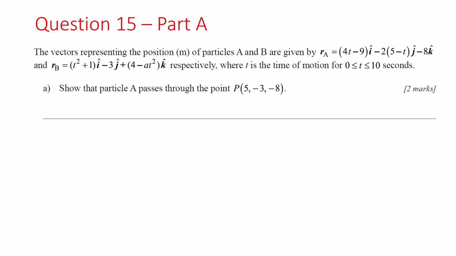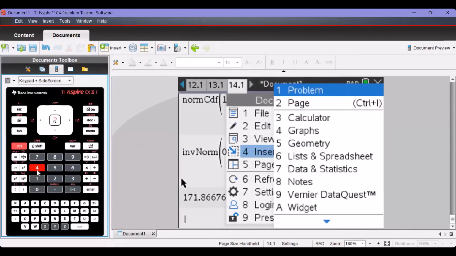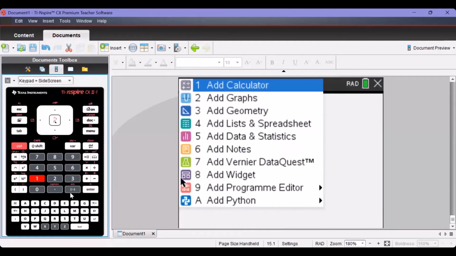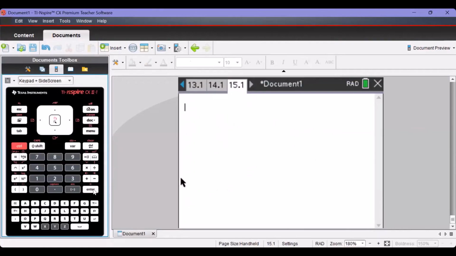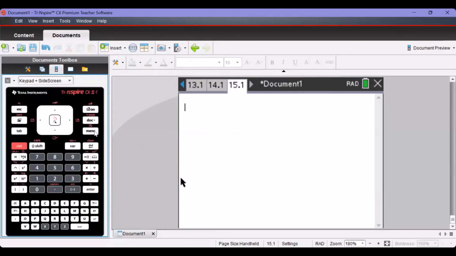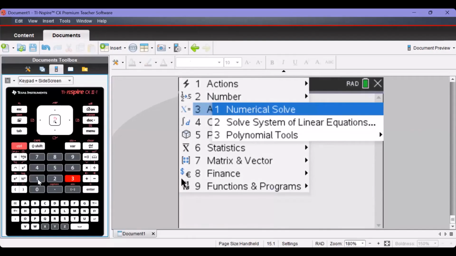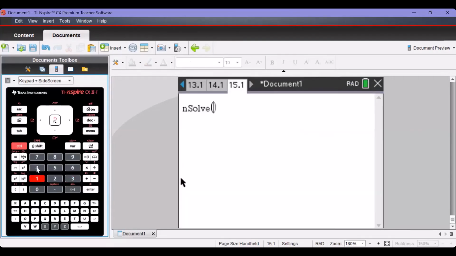Question 15, press doc, 4 for insert, 1 or enter for new problem and add a calculator page. In part A, we're asked to show that particle A passes through the point 5, -3, -8. So what we need to do is get the numerical solve command pasted onto an entry line. So press menu, 3 for algebra, 1 or enter for numerical solve.